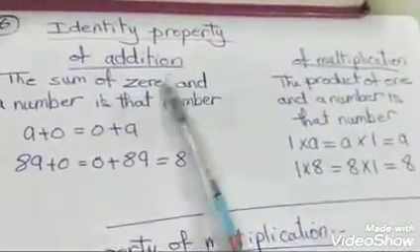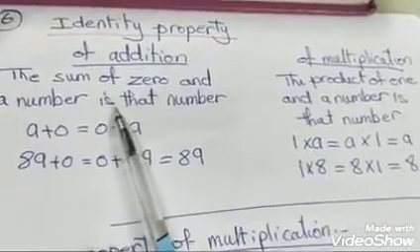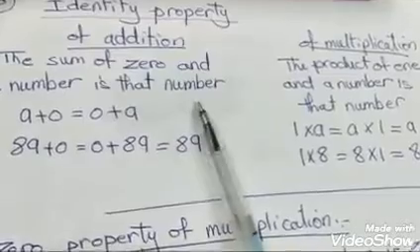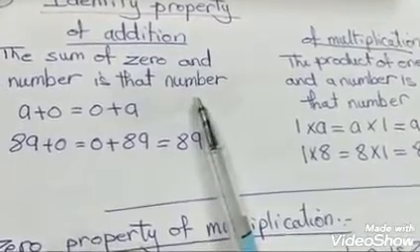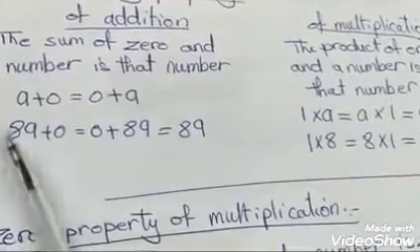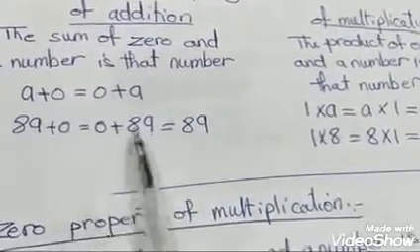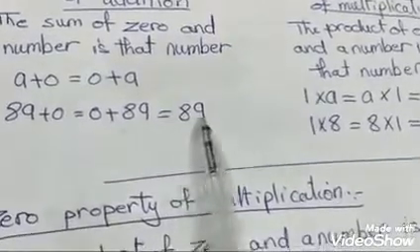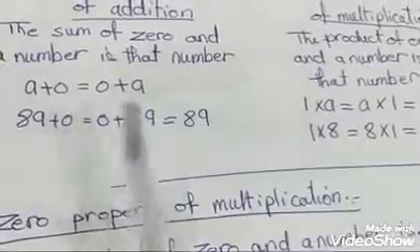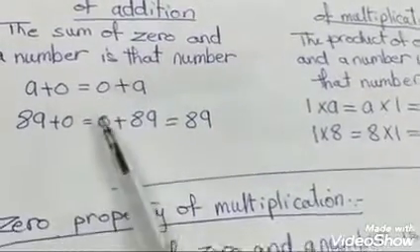The third property here is the identity property. For addition, the sum of 0 and a number will equal the same number. If I add 0 to any number, the sum will be the same number. It means 89 plus 0 equals 0 plus 89, the commutative property. It will be 89, the same number. Nothing changed. I will add nothing to anything, so it will be the same thing.